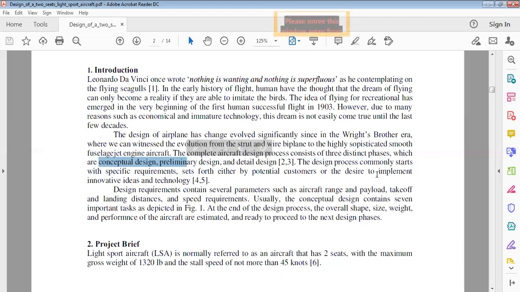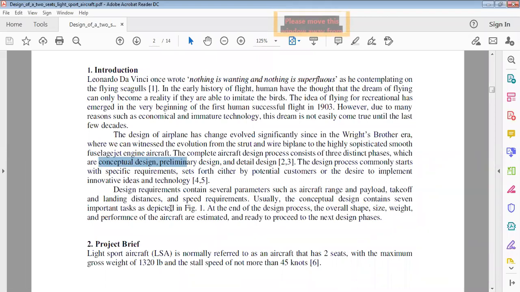The design process commonly starts with a specific requirement set forth either by potential customers or by the desire to implement innovative ideas and technology. Design requirements contain several parameters such as aircraft range and payload, takeoff and landing distances, and speed requirements. So what are those parameters? One is the range of the aircraft. What is the payload capability of the aircraft? Then takeoff and landing distances: what is the distance of takeoff, and what is the distance of landing?